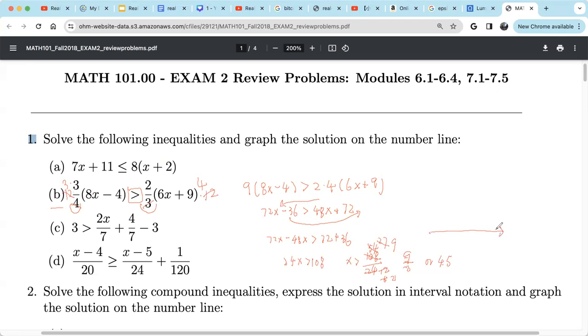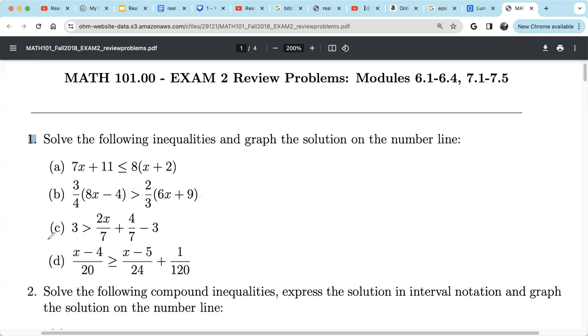Draw on the number line, mark 0. 9 over 2, a positive number, is on the right of 0. This is only greater than, no equal sign, so we make an open circle. Then shade to the right. Okay. So that's B. Now let's see C.